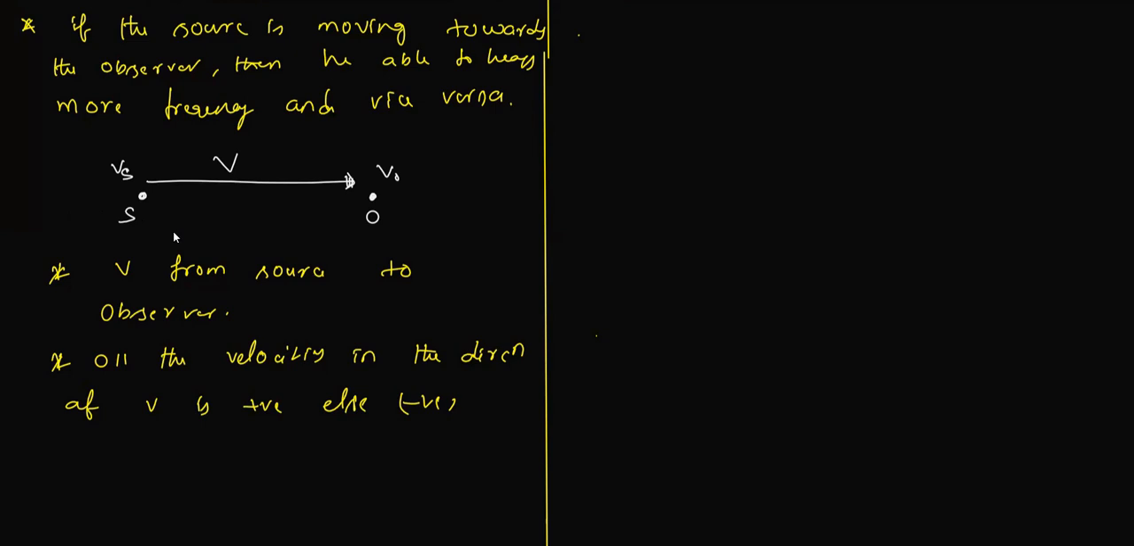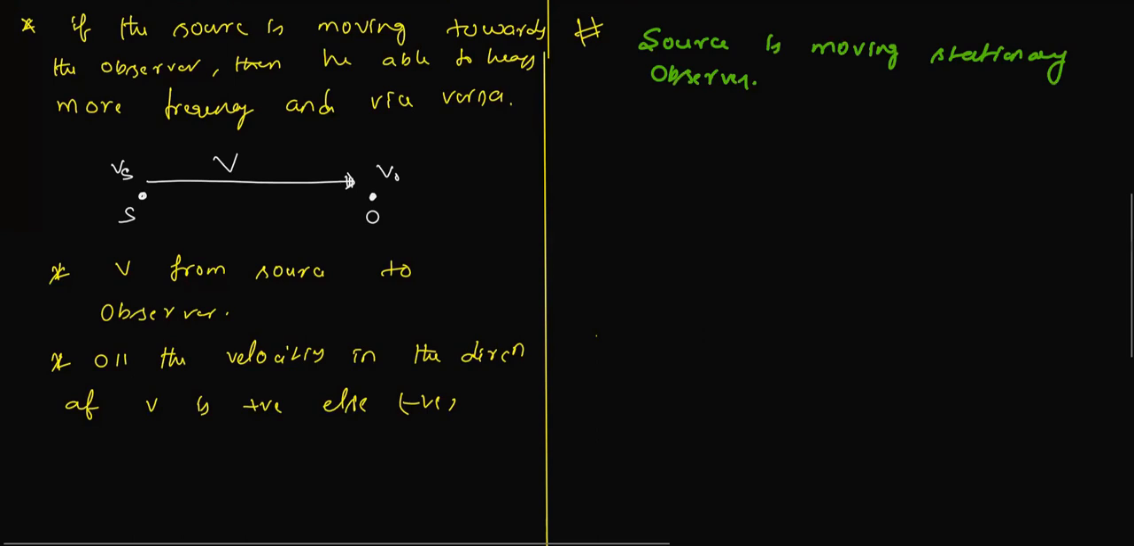For example, let me take some different cases. Case 1: source is moving towards the stationary observer, which we are going to discuss here. First we need to take the sign convention. This is the source, this is the observer, and this is the sign convention direction V which we chose.